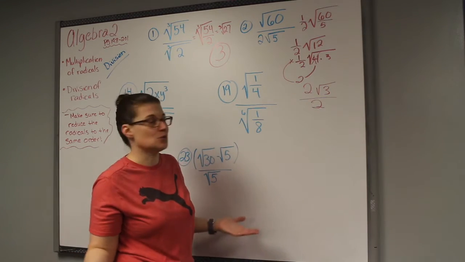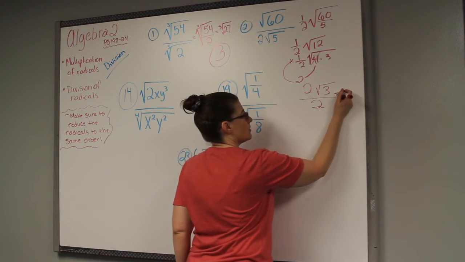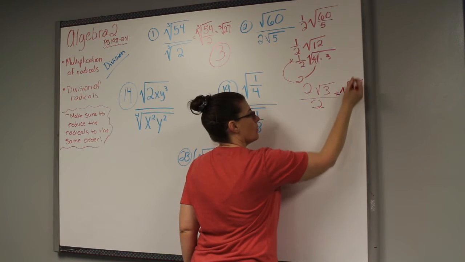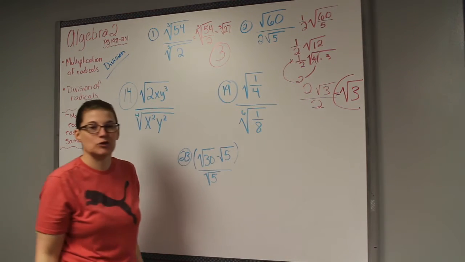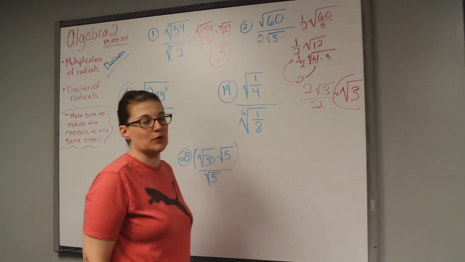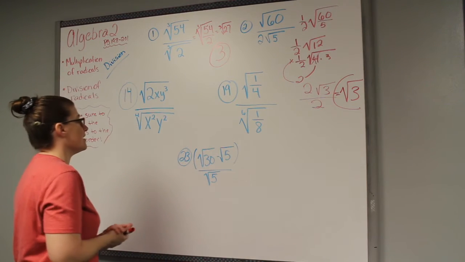2 divided by 2 is 1. So this actual answer is radical 3. That's a prime number, so I can't get a perfect square out of that, okay? So those are the easier ones on here.